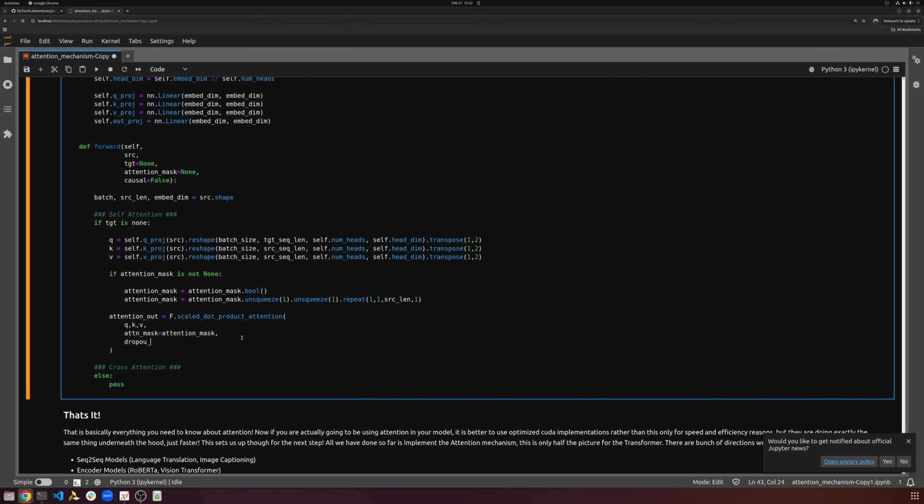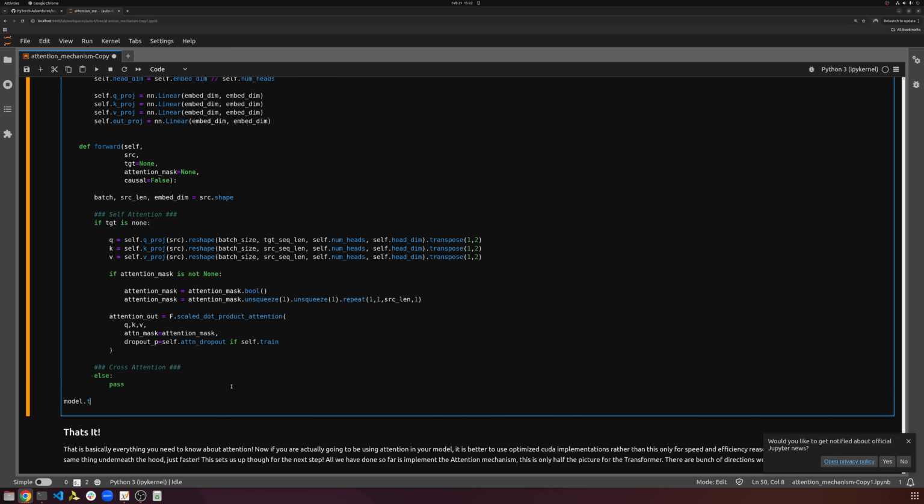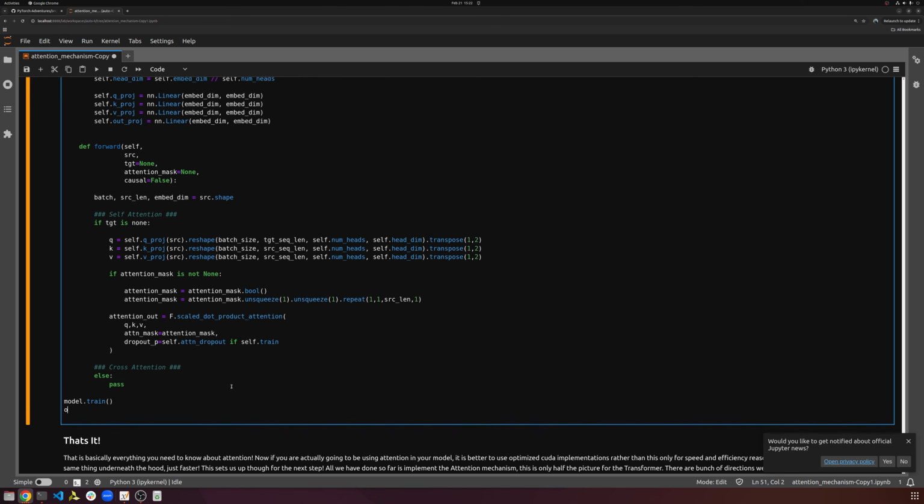Dropout p is equal to self dot attention dropout. But remember, we only want to do dropout when we are training. We don't want to use dropout when we are evaluating. So we can do if self.train. We haven't talked about this, but when we do model.train for training mode and model.eval for evaluation mode, it's actually this toggle that's flipping. Like self.train becomes true and false based on which one of these you set.